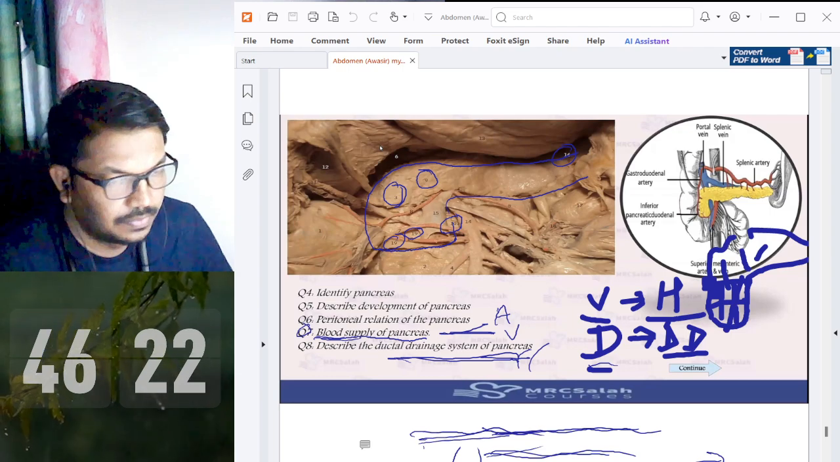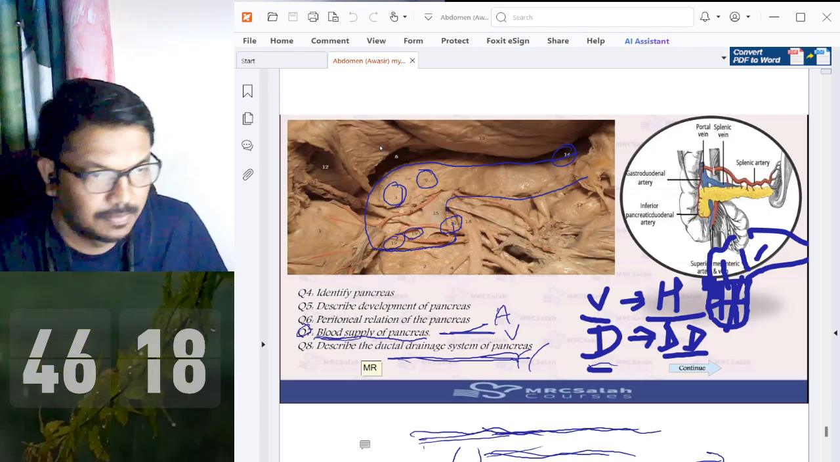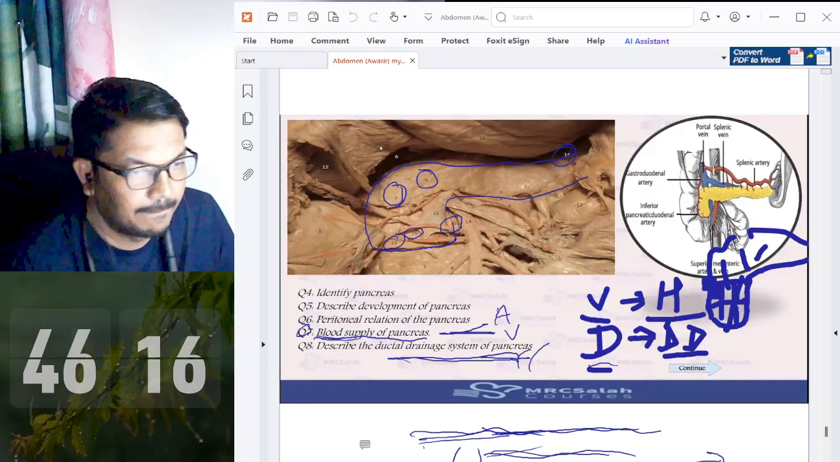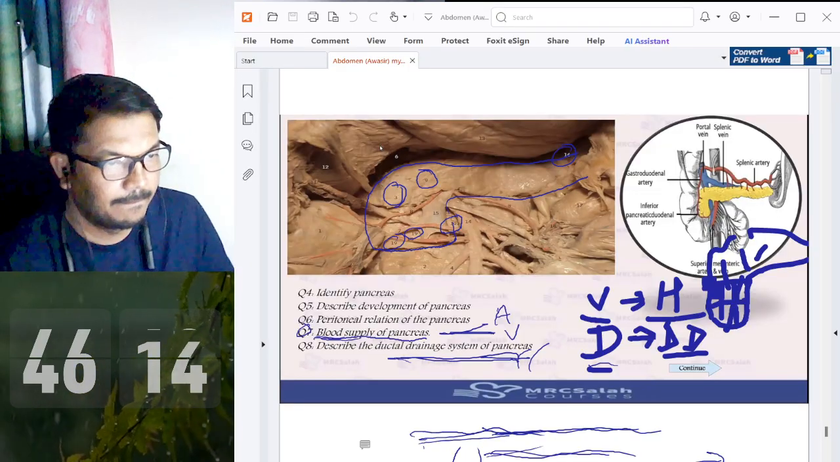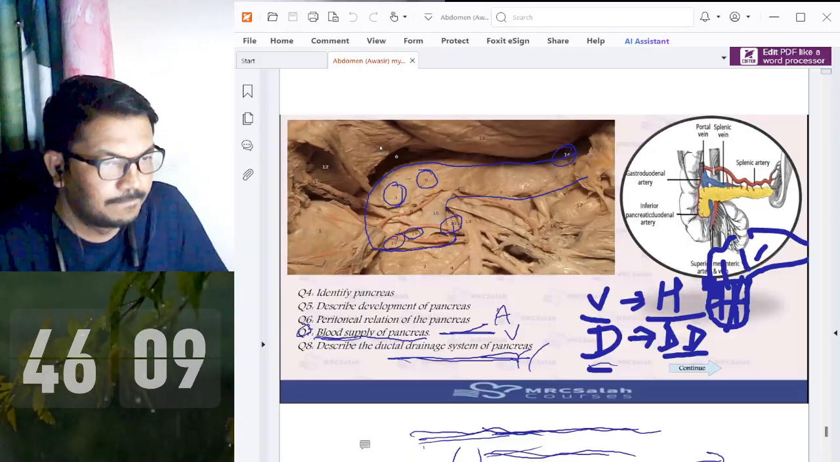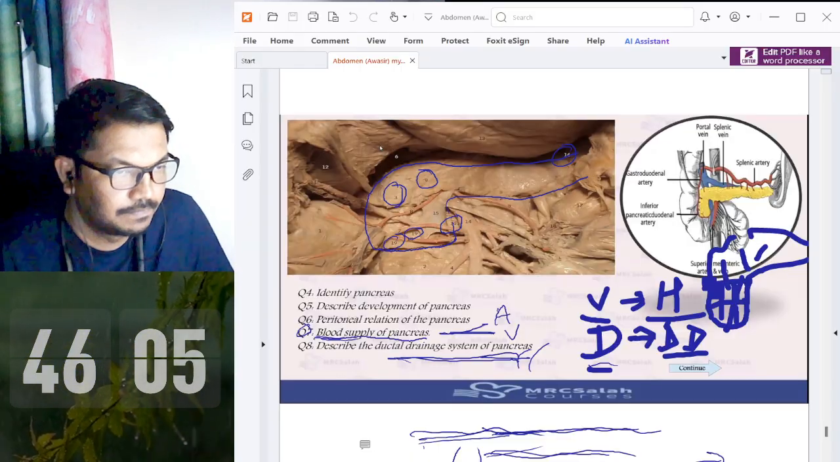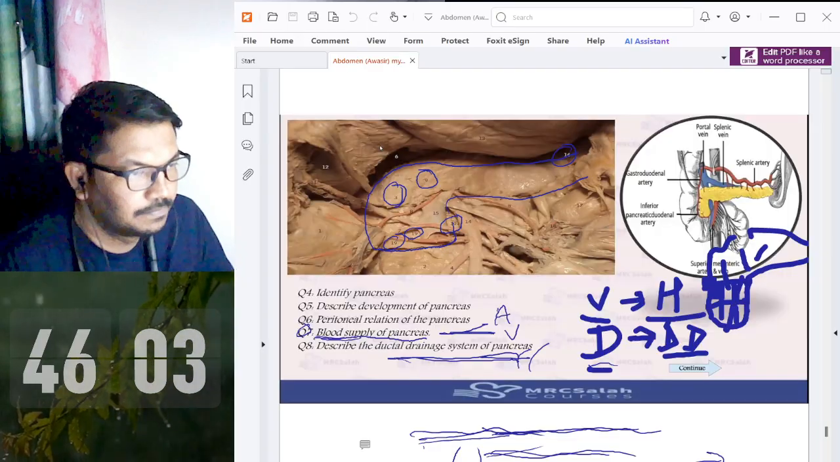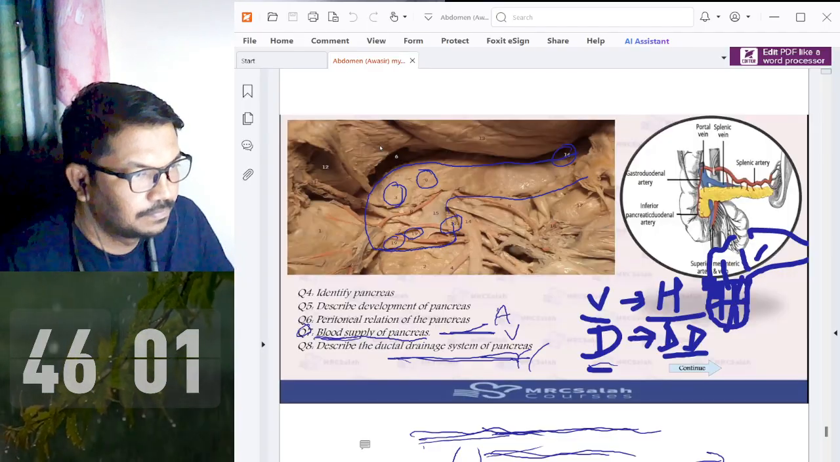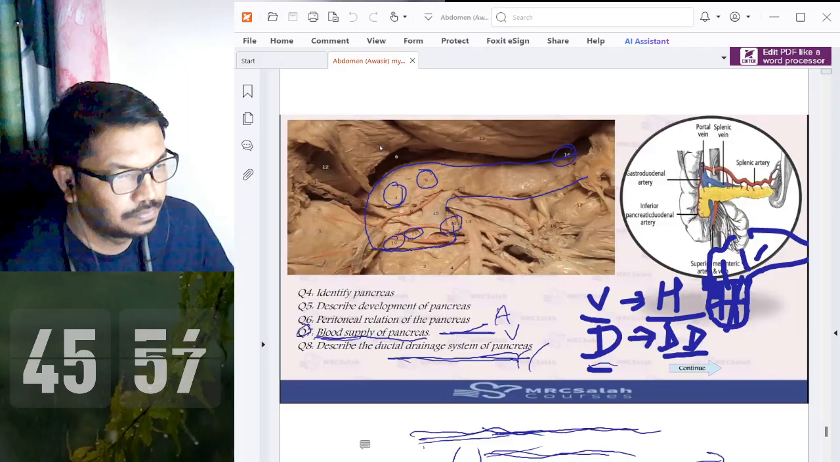Describe the ductal drainage system of the pancreas. Main pancreatic duct and accessory pancreatic duct. Main pancreatic duct drains the head, neck, body, and tail, and opens into the major duodenal papilla. And the accessory pancreatic duct drains the uncinate process and opens into the minor duodenal papilla.